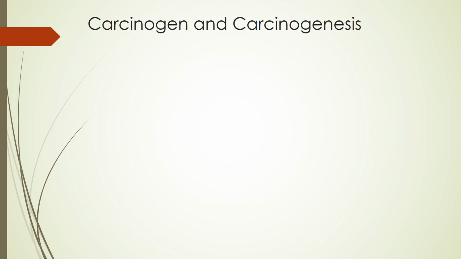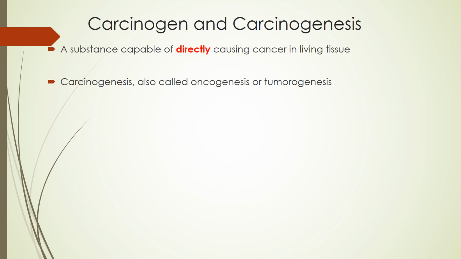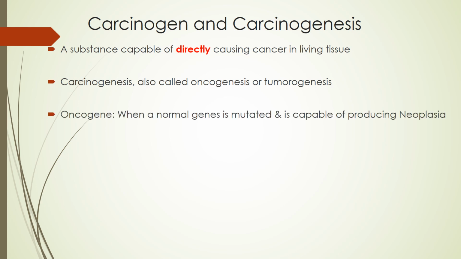Carcinogens and carcinogenesis. A carcinogen is a substance which is capable of directly causing cancer in living tissues. The process by which the carcinogen produces cancer is called carcinogenesis. It is also called oncogenesis or tumorigenesis. Oncogenes were basically normal genes, but when damage occurs on the DNA or other parts, these genes become abnormal. They change, they become mutated, and now they are capable of producing neoplasia.